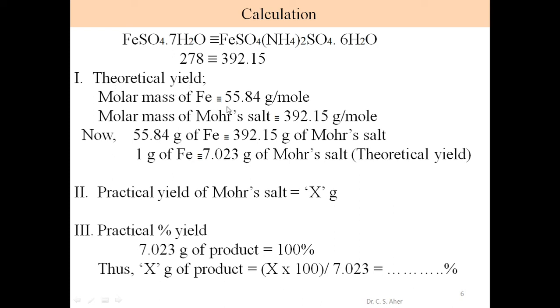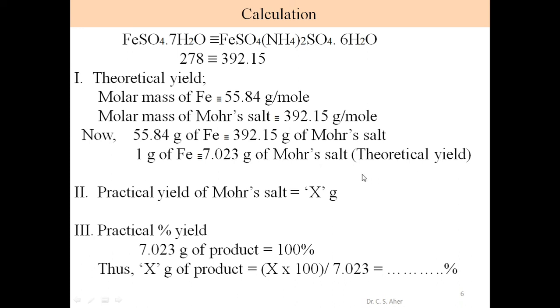the molar mass of Fe is 55.84 gram per mole. The molar mass of Mohr salt is 392.15 gram per mole, and thus 55.84 gram of Fe is converted into 392.15 gram of Mohr salt. So 1 gram of Fe, by cross multiplication, corresponds to 7.023 gram of Mohr salt. That is the theoretical yield.